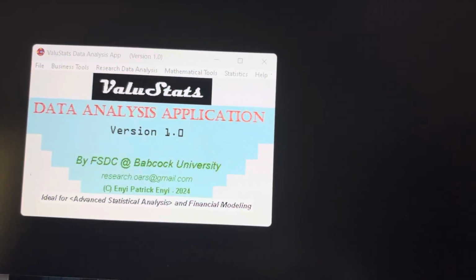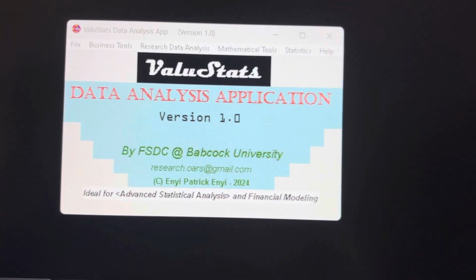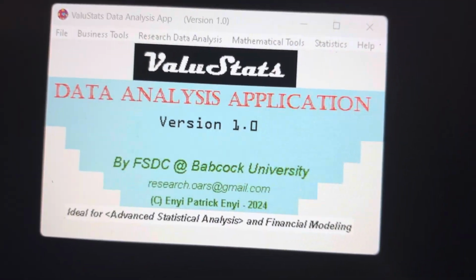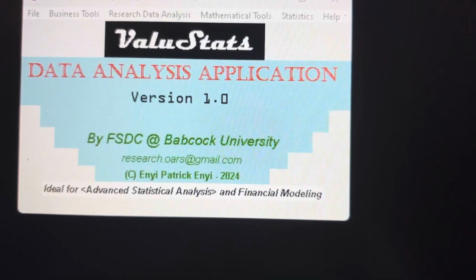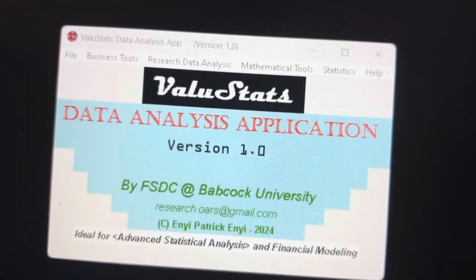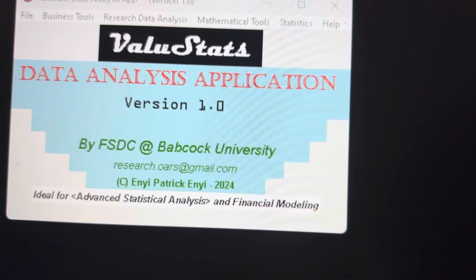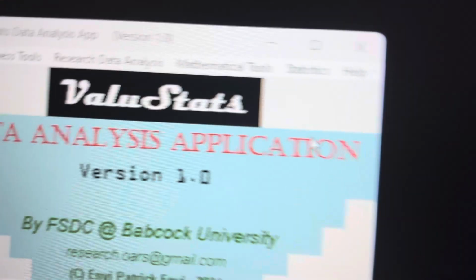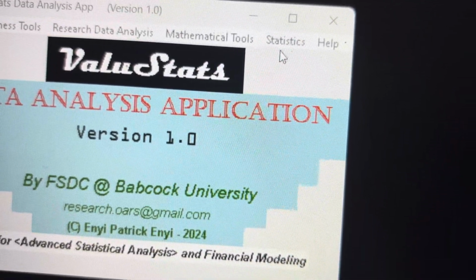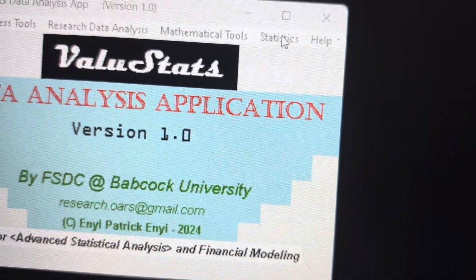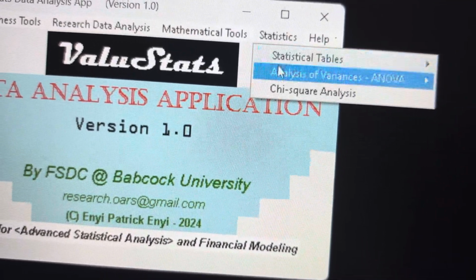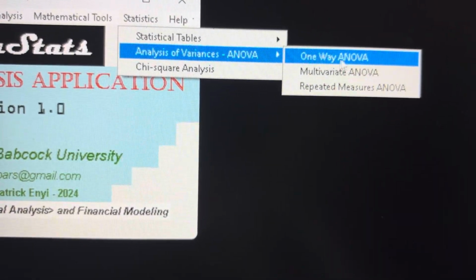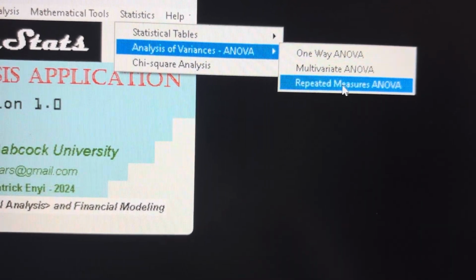Now, in this analysis we want to show how to do a repeated measure analysis of variances. The repeated measure analysis of variances is in the statistics menu. We open the statistics menu, go to analysis of variances, and then go to the sub menu there and choose repeated measure.